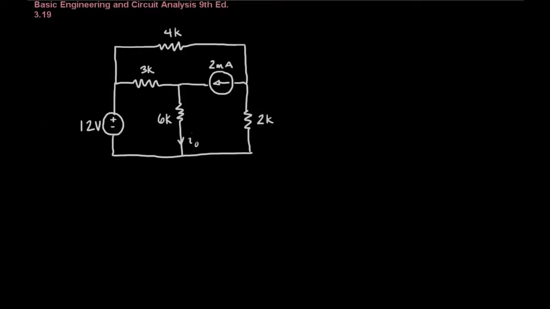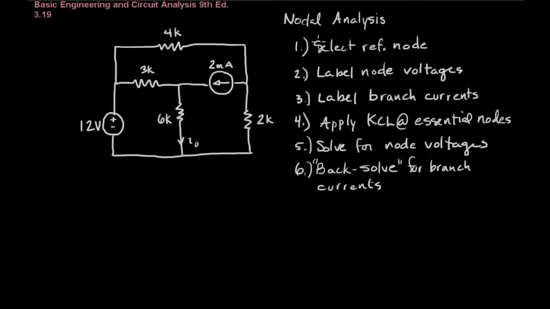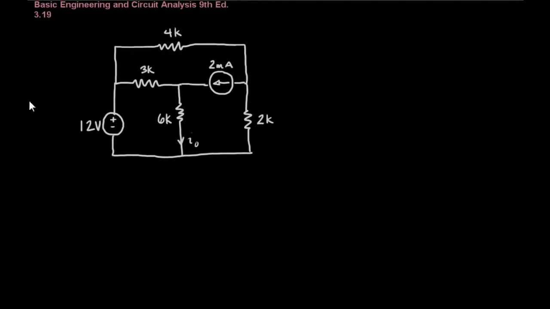And when we do nodal analysis, we have a very formal method that we use. First, we select a reference node, then we label node voltages and branch currents, remembering to assign directions to those currents. Then we apply KCL and solve for the node voltages, and then finally back solve for the branch currents. Okay, so let's start doing that.